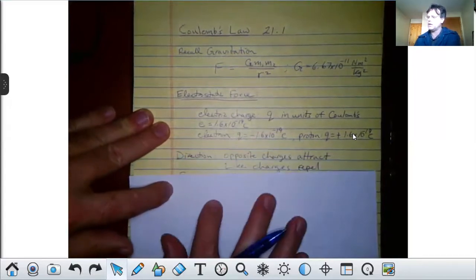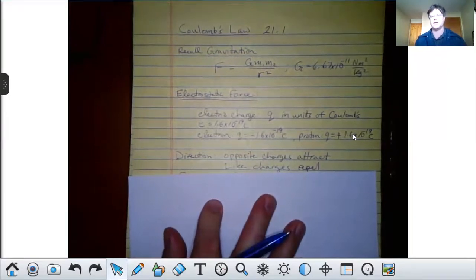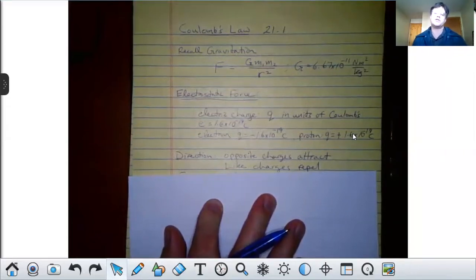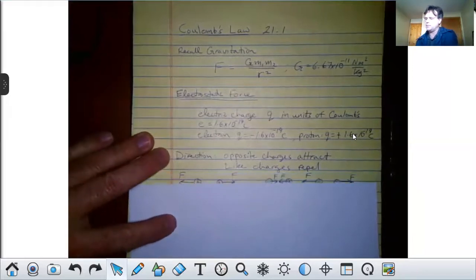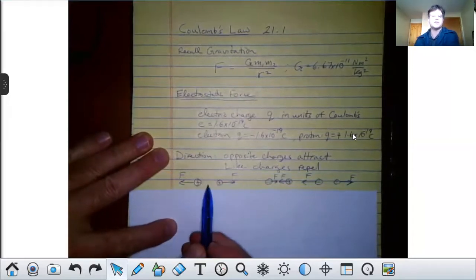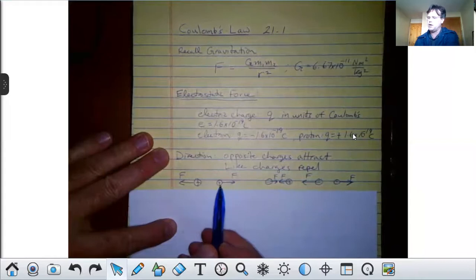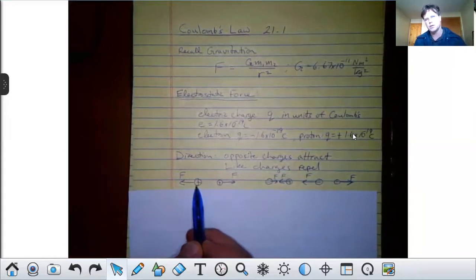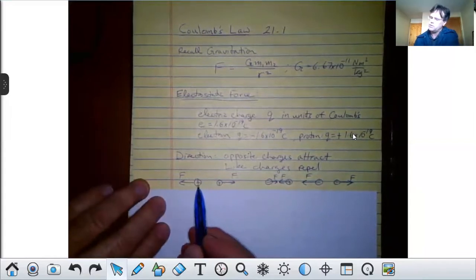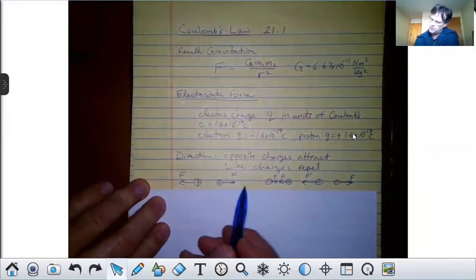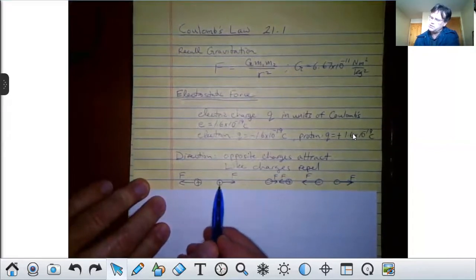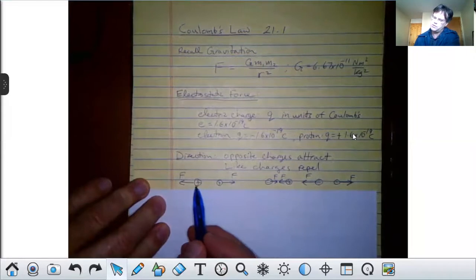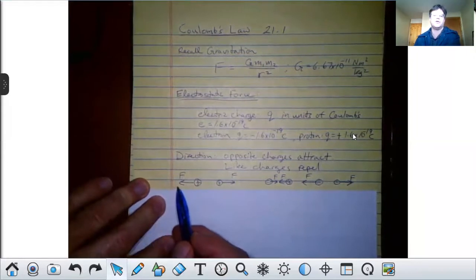So again, for Coulomb's force, electrostatic forces, you can either have attraction or repulsion. The rule for direction is opposite charges attract, like charges repel. So if I bring up two positive charges close to one another, they will push apart. Again, Newton's third law must still apply. So this charge will push with a force this way on this charge, and the other charge pushes back with an equal and opposite force.